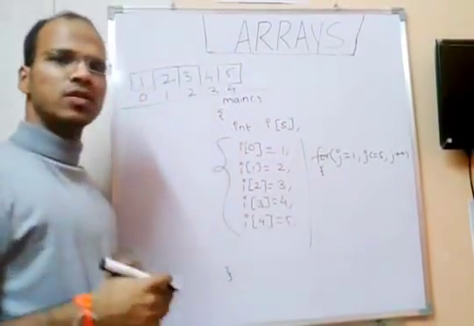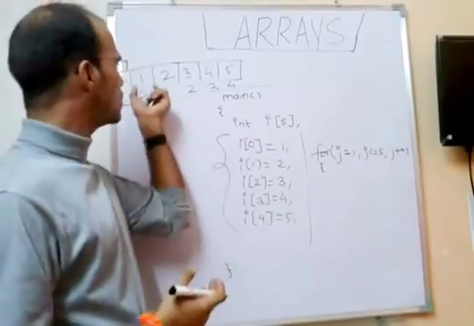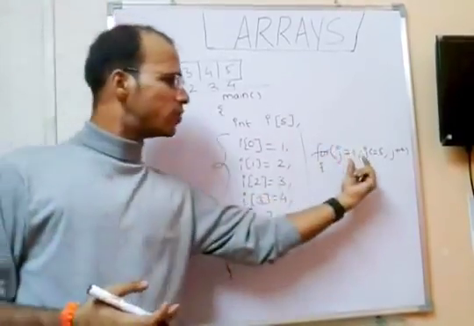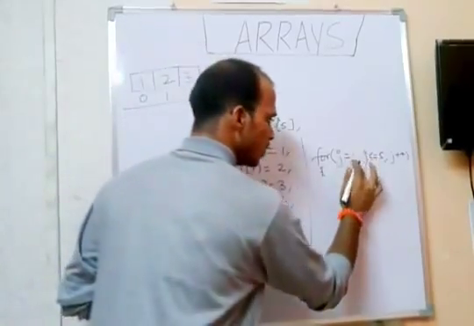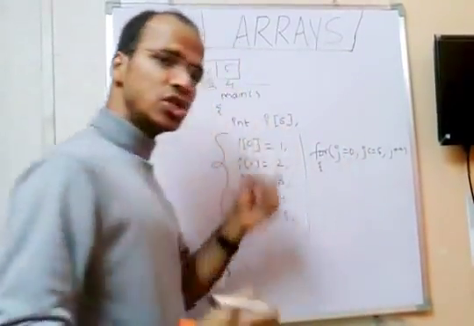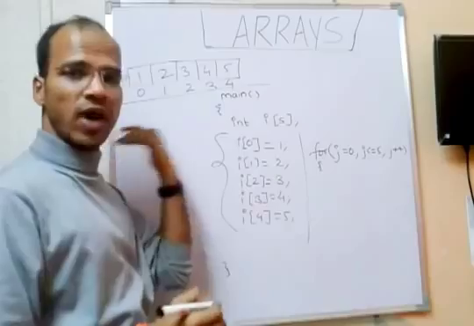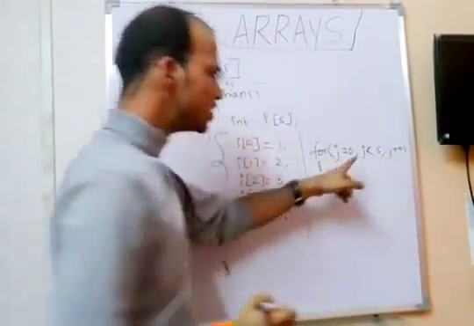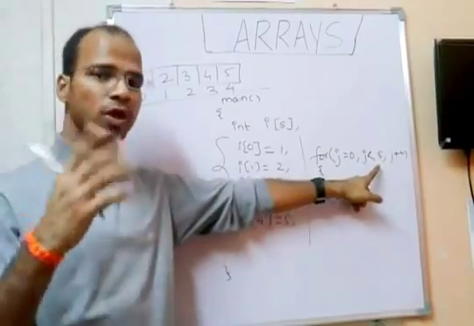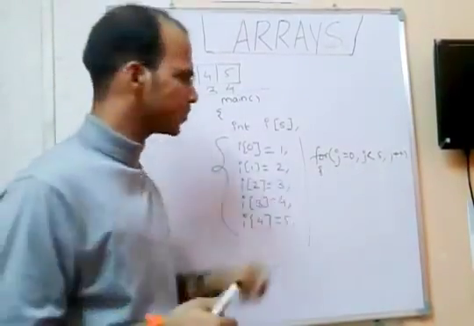Again, whenever you work with arrays, always start with 0. Starting with 1 is not a good idea. You have to start with 0, so j equal to 0, and j should end before 5. So you have to remove the equal to. It will start with 0 and end at 4 because you have written less than 5.